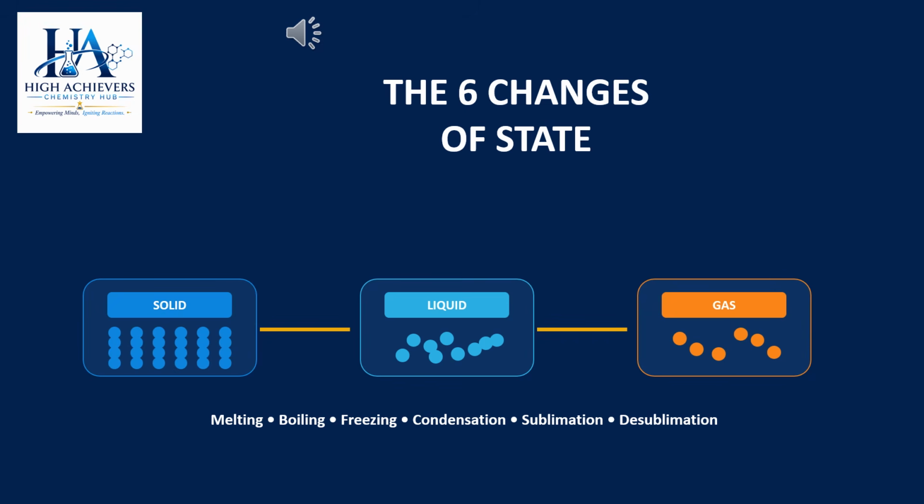In this lesson, we are going to learn about the 6 changes of state of matter. Matter can exist mainly as a solid, liquid, or gas, and it can change from one state to another when energy is transferred. The 6 changes we will learn are melting, boiling, freezing, condensation, sublimation, and desublimation, also called deposition. As we go through the lesson, focus on what happens to the particles and how their energy changes.